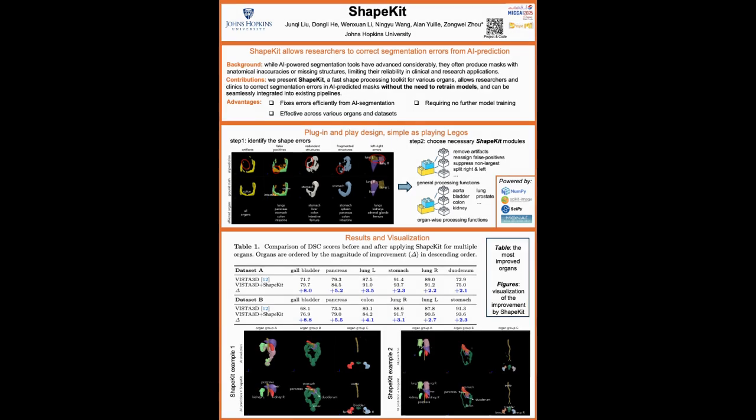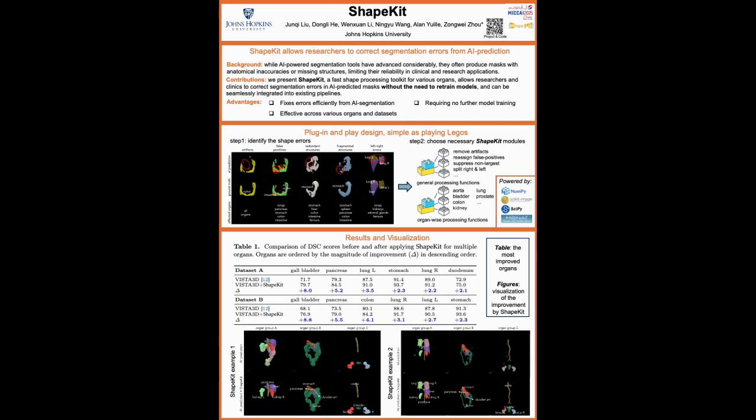Dear researchers, this is an introduction video of our publication ShapeKit in the MICCAI 2025 conference and workshop ShapeMI from Johns Hopkins University. ShapeKit is a toolkit for medical image processing that allows researchers to correct segmentation errors from AI prediction. While AI-powered segmentation tools have advanced considerably, they often produce masks with anatomical inaccuracies or missing structures, limiting their reliability in clinical and research applications.